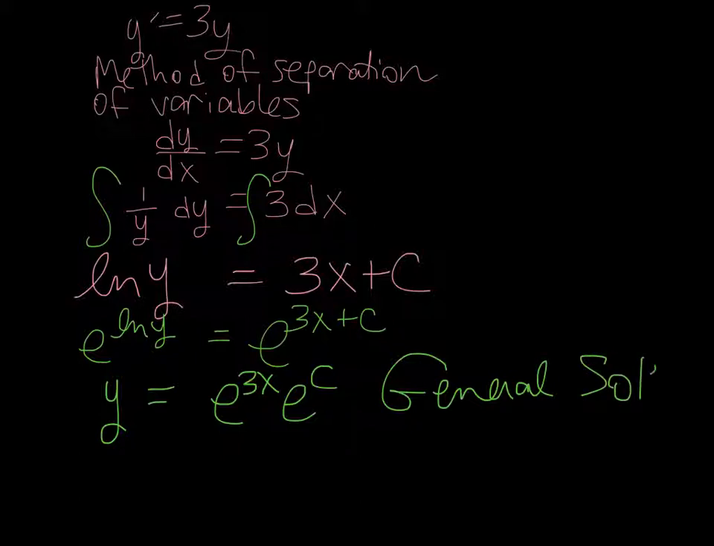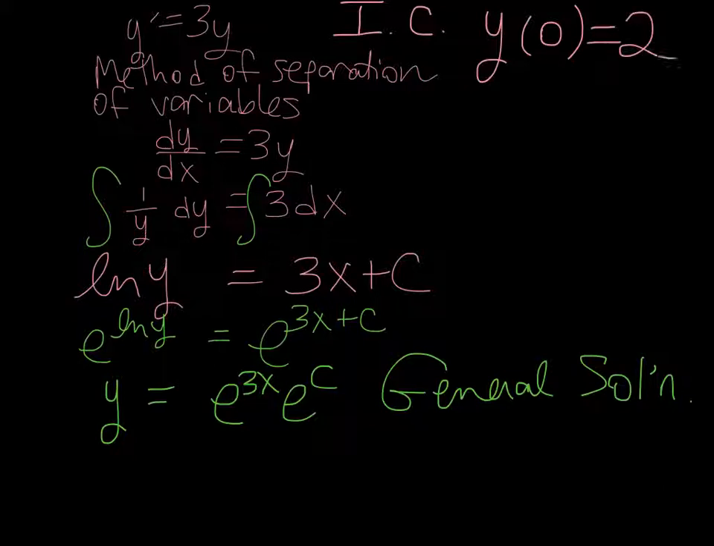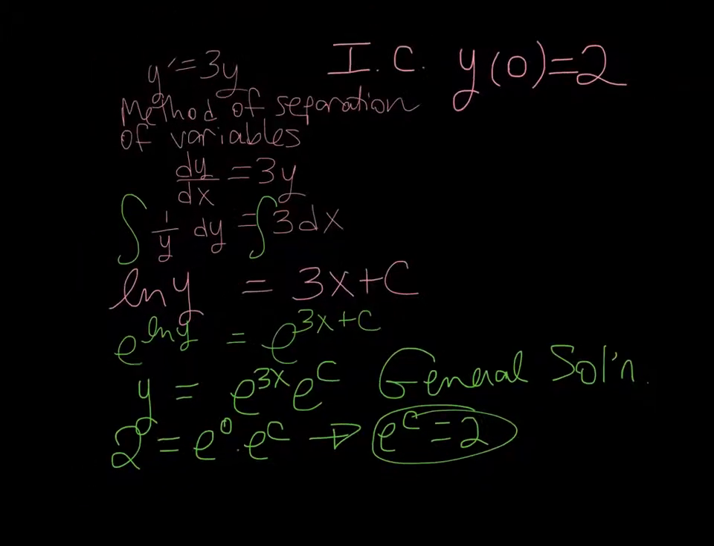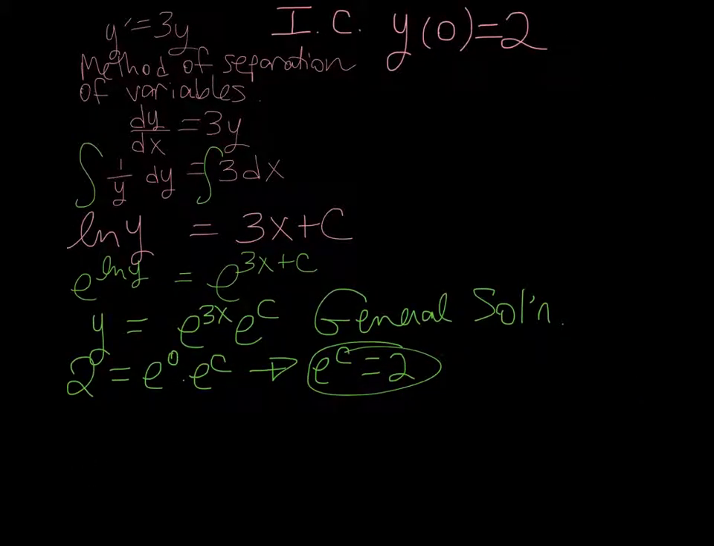If I want to find a particular solution, I would have had to have been given an initial condition. So let's come back up here and let's say I gave you this initial condition, IC, initial condition, that y of 0 is equal to 2. Now plug in the initial condition. 2 is equal to e to the 0 times e to the c, which means e to the c is equal to 2. And now I'm just about done. I know what my e to the c is, so coming up here I have y is equal to, e to the c is 2, let me put that first, 2 times e to the 3x.